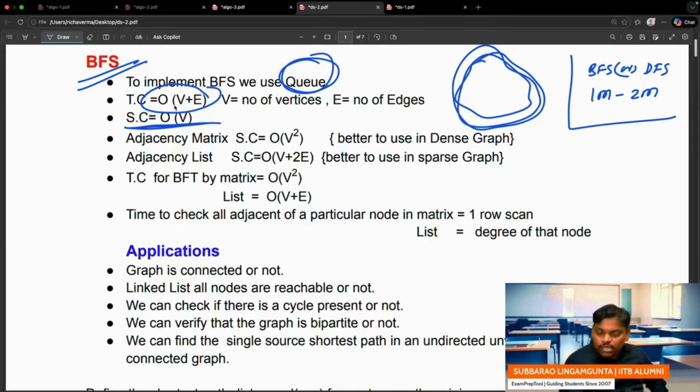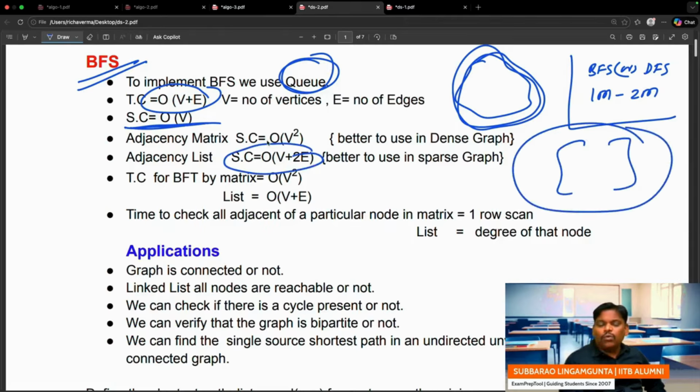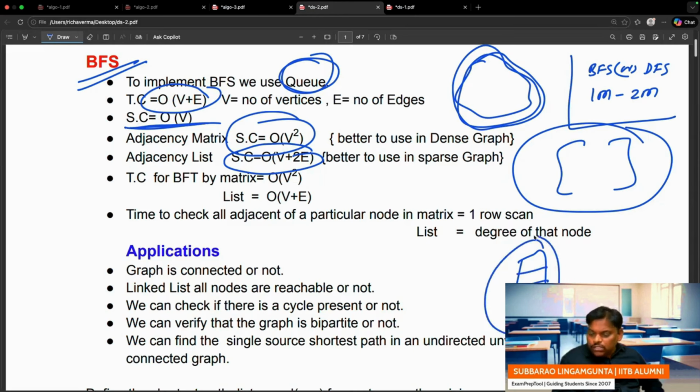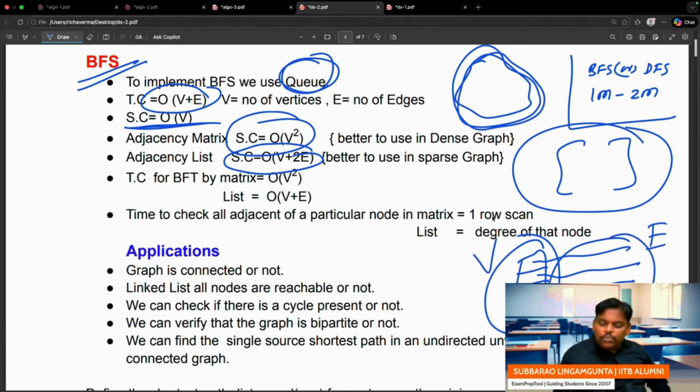Next one. If you use an adjacency list, time complexity is V plus E. If you use a matrix, the matrix is scanned one time, so V square time. In the list format, you have to visit each linked list, which costs E time in total, and the vertices cost V time, so V plus E. So time complexity of BFS by matrix is V square, and by list is V plus E.